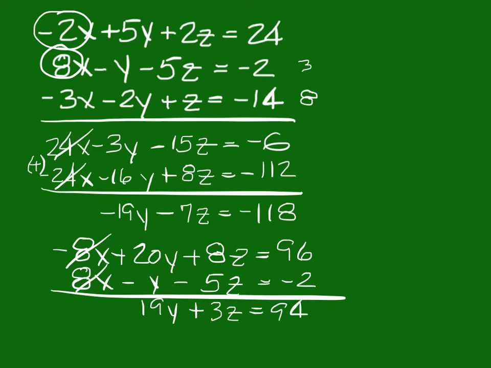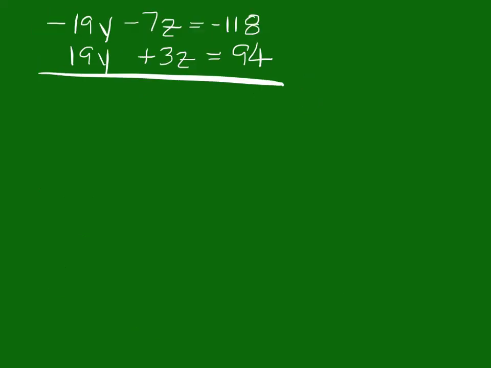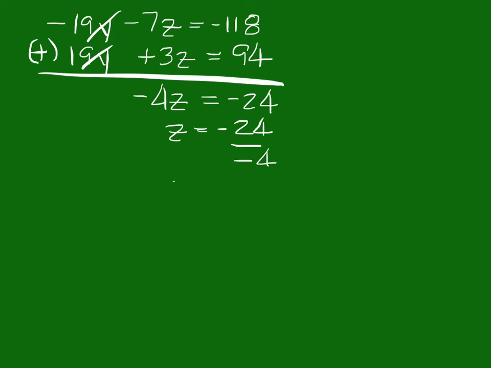And notice that works out pretty neat because you have a 19y there and a negative 19y there. You already have a negative 19 and a positive 19, so if you add them together, they cancel out. Negative 7 plus 3 is negative 4. And then a negative 118 plus 94 is going to be a negative 24. So if you divide negative 24 by negative 4, you come up with an answer of 6 for z.